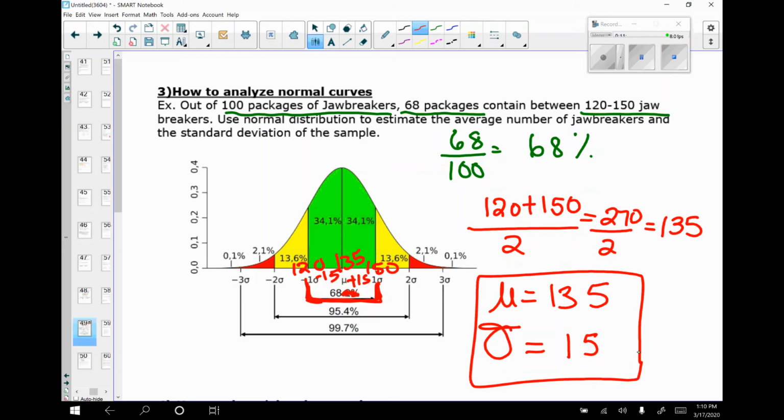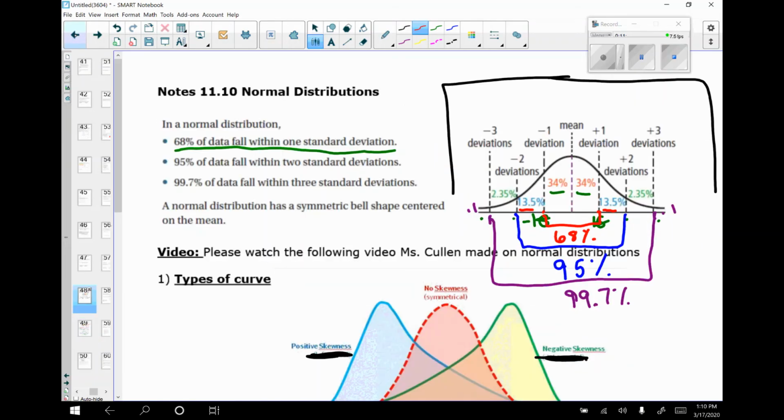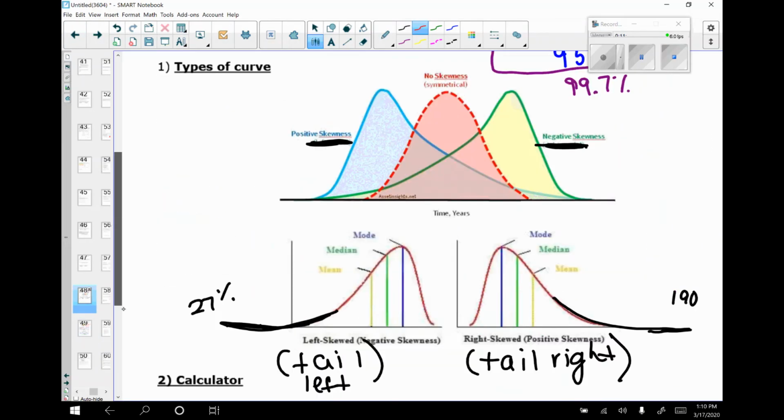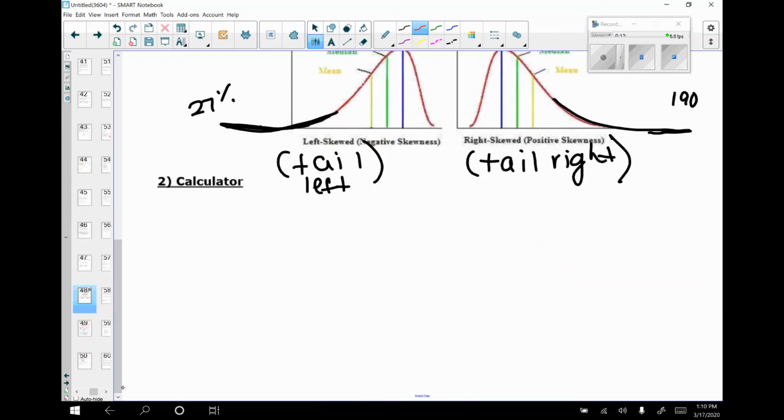All right, let's go backwards again, previous page here. And we're going to come down here to, what about on our calculator, Miss Cullen? How are we going to do this on our calculator? Well, first, let me give you an example problem. I'm going to type it up, and then you can write it down.